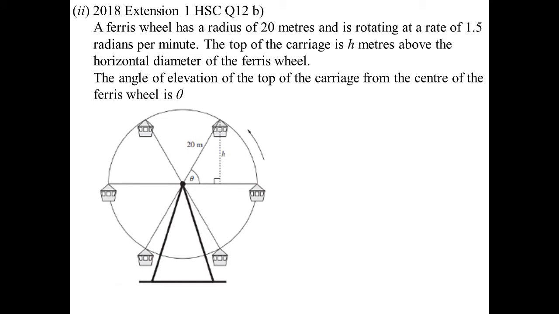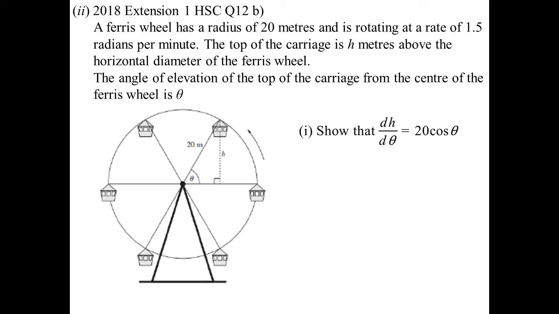This one, it was quite a good question. So we've got a Ferris wheel, radius 20. It's rotating at 1.5 radians per minute. The top of the carriage is h metres above the horizontal diameter. The angle of elevation of the top carriage from the centre is defined as theta. So the first part of the question was just to simply come up with this rate. That dh/dtheta was 20 cos theta.